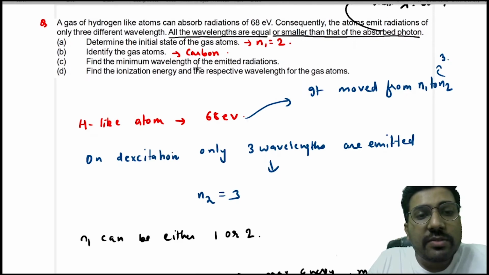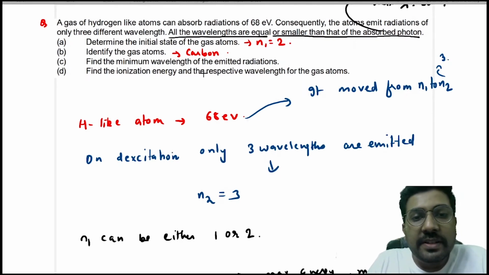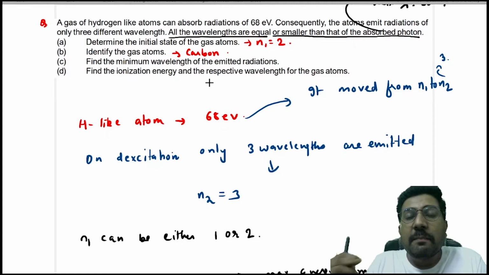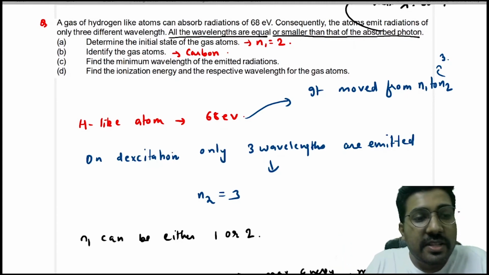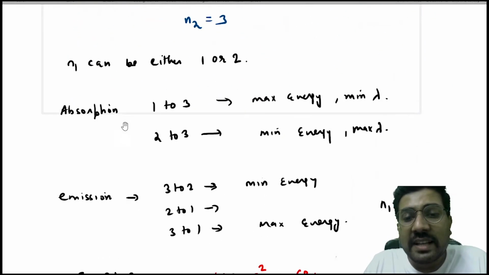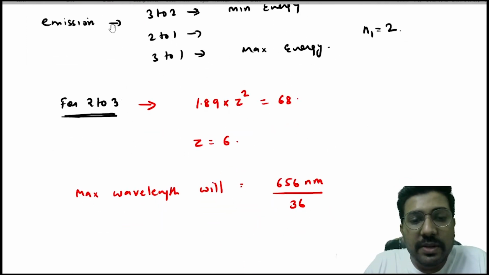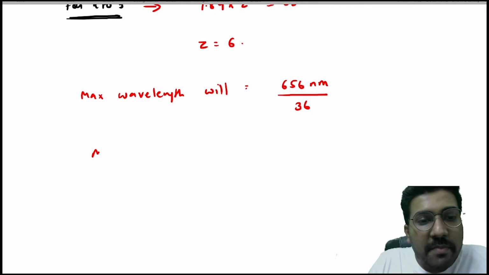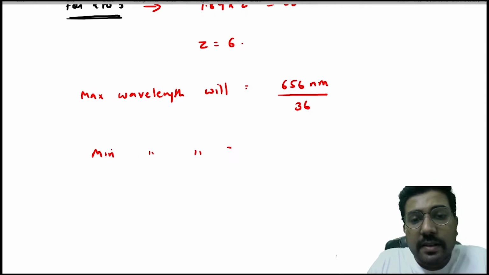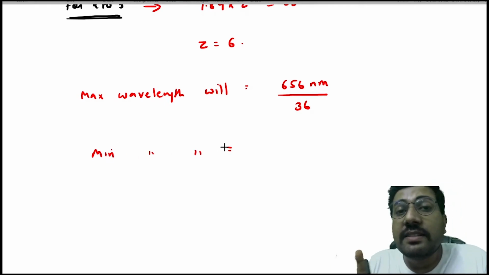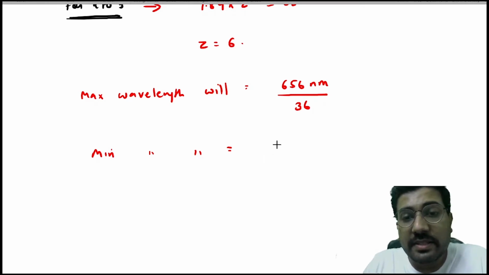Sorry, they have asked you the minimum wavelength of the emitted radiations. So now we will find the minimum wavelength of the emitted radiations. The minimum wavelength means the maximum energy, right? The maximum energy is from 1 to 3. So the minimum wavelength will be the 1 to 3 transition. That means the second line of Lyman series. So it is 102 nanometer divided by 36.